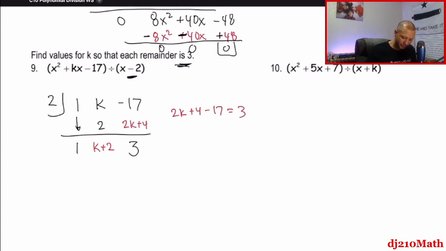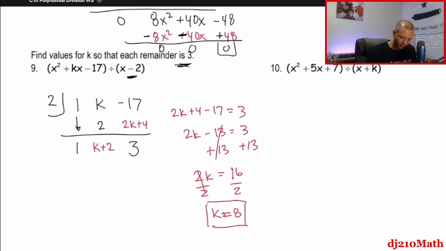Combining all the like terms, 2k minus 13 is equal to 3. When we add 13 to both sides, 2k is equal to 16. Divide both sides by 2. k is equal to 8. So if k is equal to 8 in this case, the remainder will be 3. Okay. It's not bad.